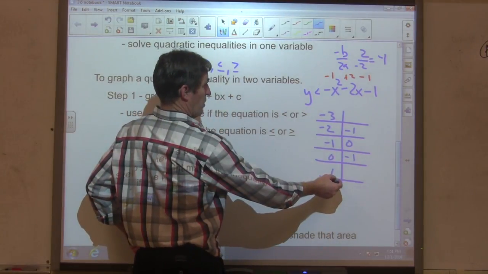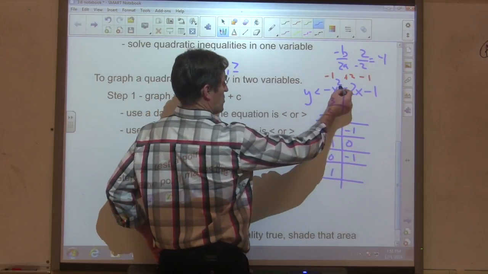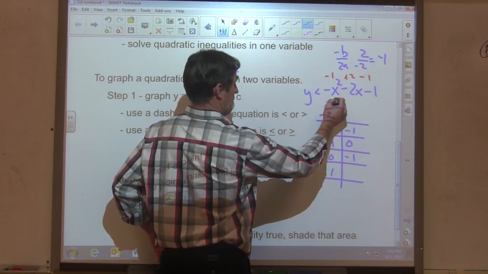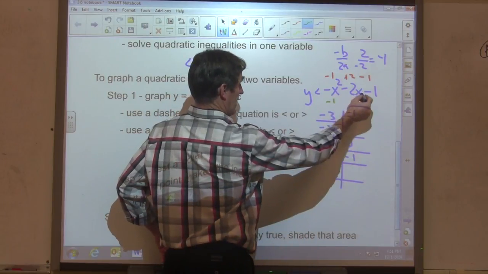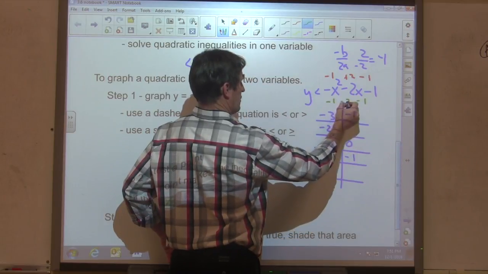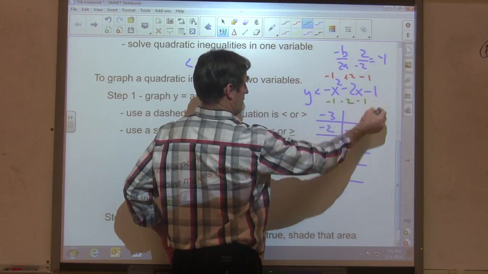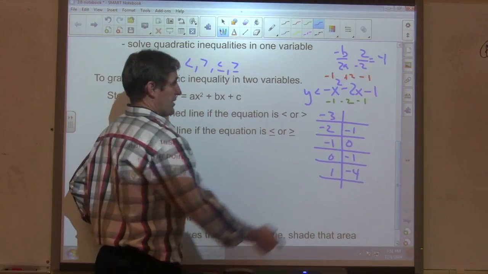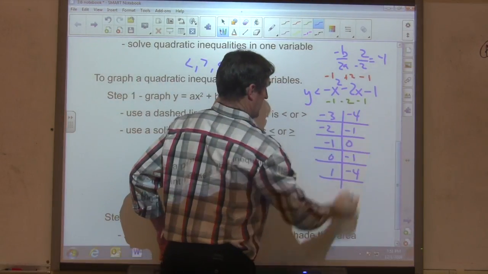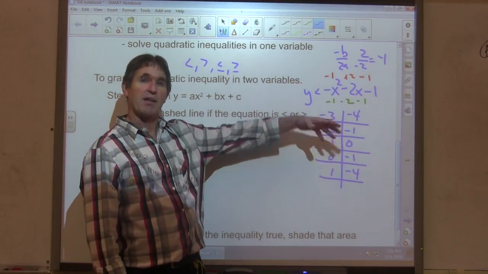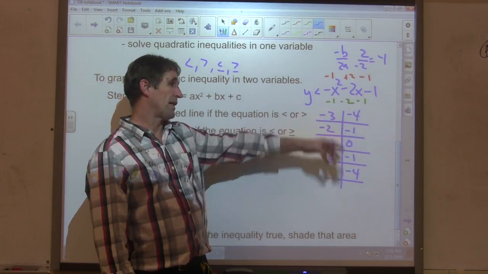And then we plug in 1. 1 squared would be 1, and then the opposite of that would be negative 1. And then negative 2 times 1 would be a negative 2. And so we get negative 1 minus 2 is a negative 3, minus 1 is a negative 4. And so then negative 3 also has to be negative 4. So we really only have to find 3 values because it being symmetrical, we can find the other 2.